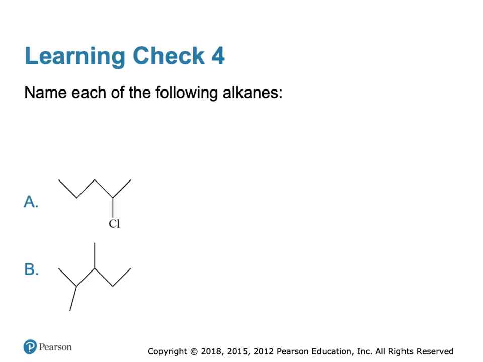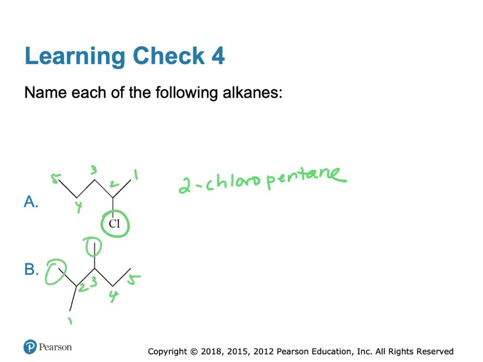So let's name each of the following alkanes. If we number, we have 1, 2, 3, 4, 5 carbons here. So the parent name will be pentane. The chlorine is on position 2, so it'll be 2-chloropentane. Here, let's look for the longest continuous chain. 1, 2, 3, 4, 5 would be the longest continuous chain. There's a methyl substituent on carbon 2 and a methyl substituent on carbon 3. So this would be 2, 3. There's 2 of them, so we have to use the di. Methyl pentane.